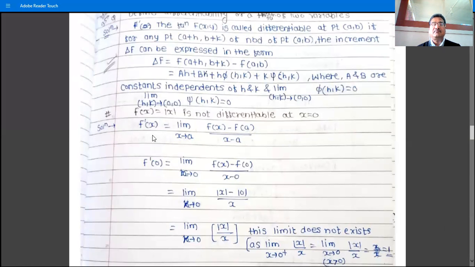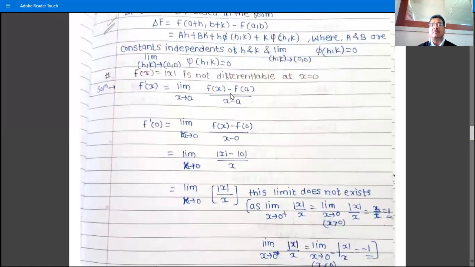If this is not expressed in this form, then we say the function is not differentiable at the point (a,b). So actually, |x| is not differentiable at 0. Actually, this is a one variable function. This is a problem from F.Y.B.Sc. So f'(x) is the limit as x tends to a of (f(x) minus f(a)) divided by (x minus a). And this limit is |x| by x.